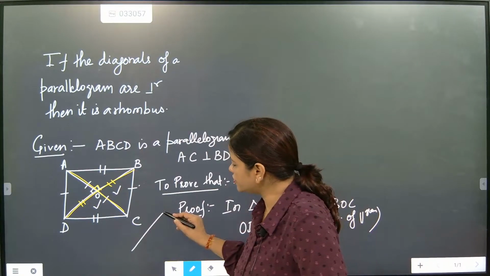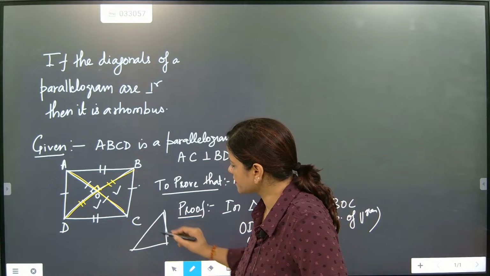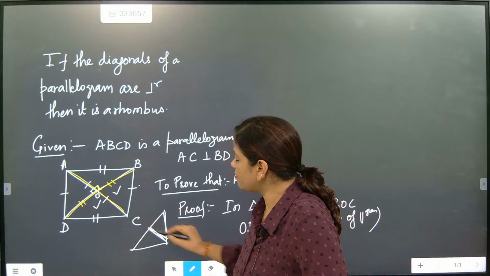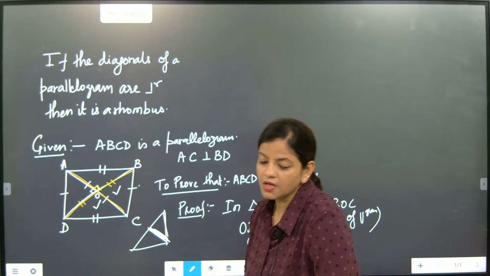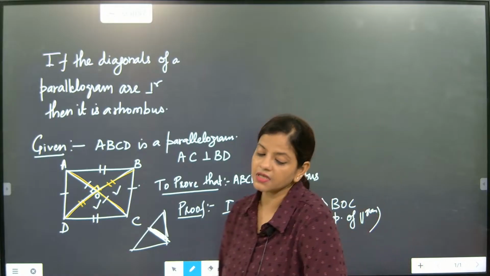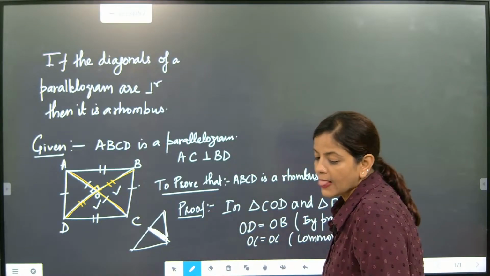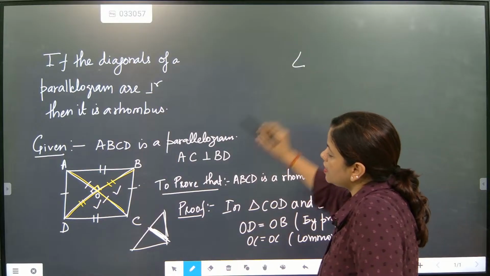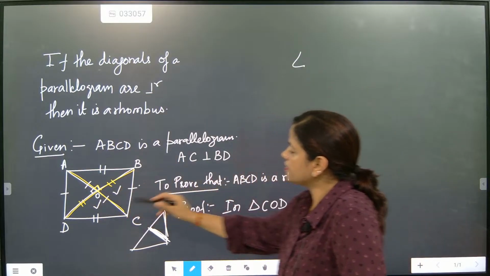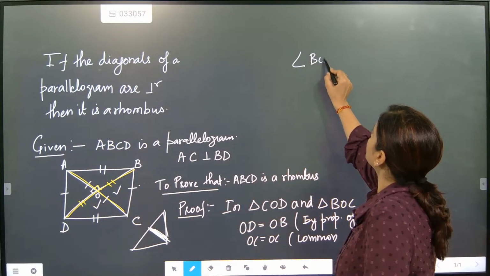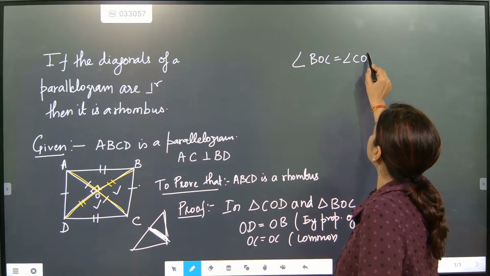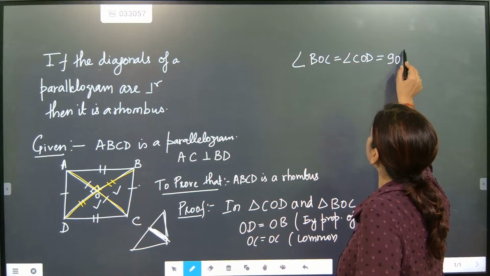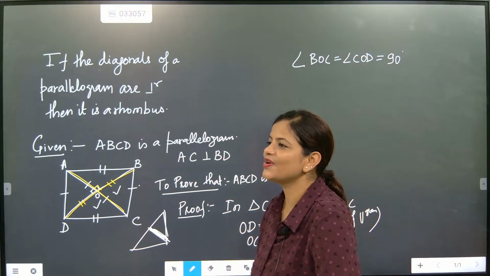Because in these two triangles, this side is coming common. So OC is equal to OC as common. Now the next part is angle BOC is equal to angle COD, and that is 90 degrees. And this is what is given.